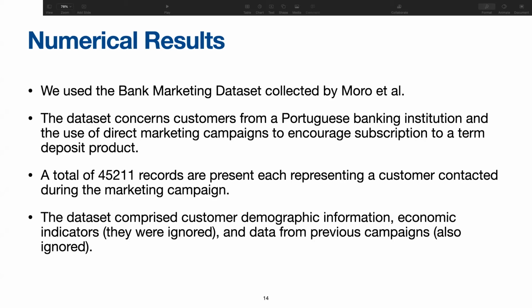And the dataset comprised a lot of features. There was mainly customer demographic information. There were some economic indicators, which were ignored. And in addition to that, there was also some data concerning previous campaigns. That was also ignored because there was a lot of information missing in these features.